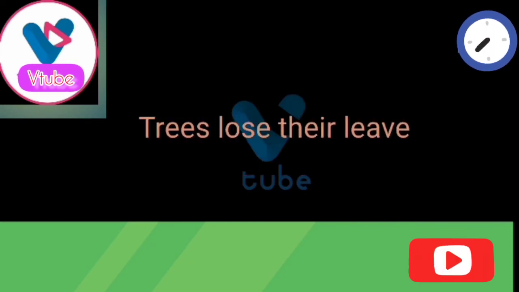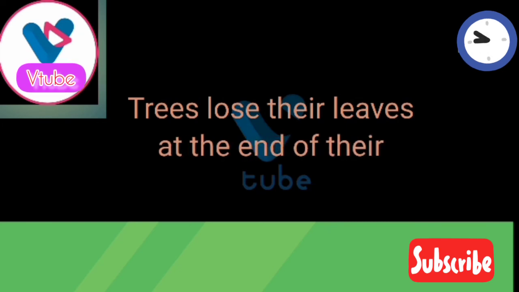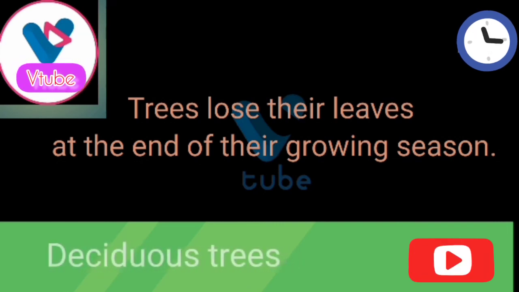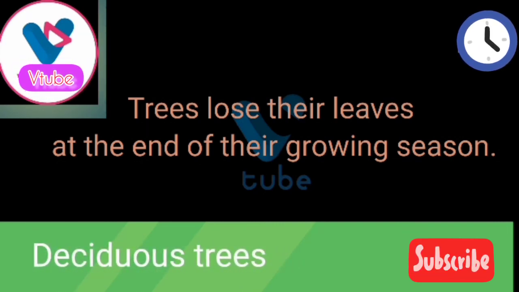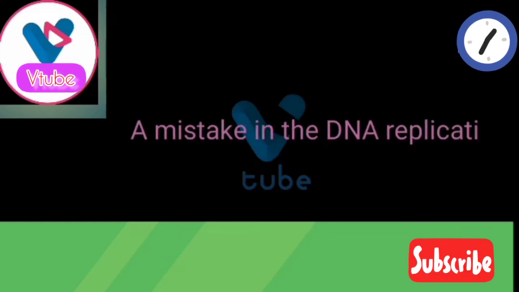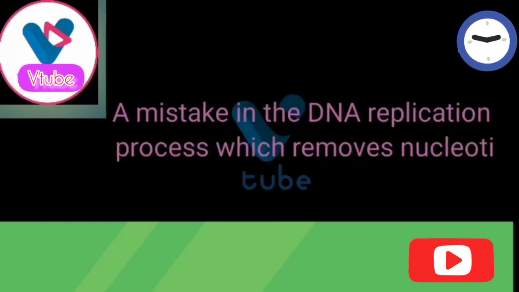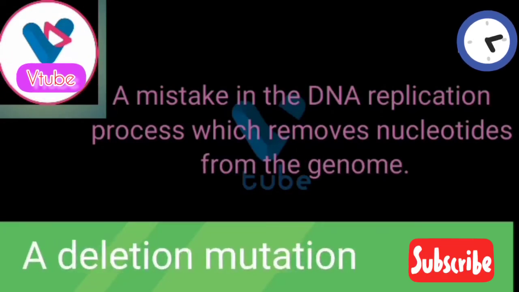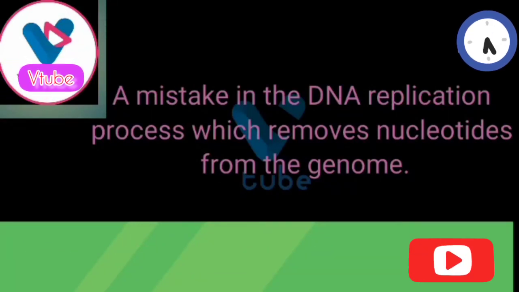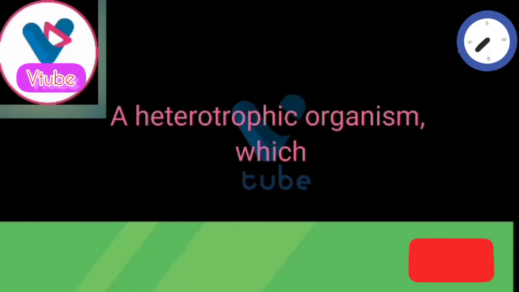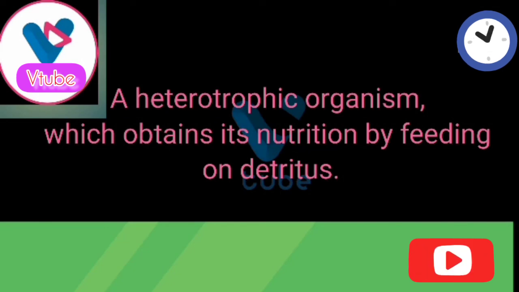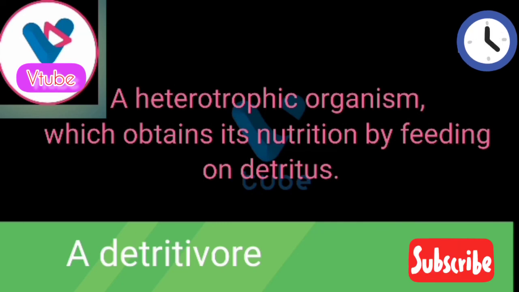Trees that lose their leaves at the end of their growing season are called deciduous trees. A mistake in the DNA replication process which removes nucleotides from the genome is called a deletion mutation. A heterotrophic organism which obtains its nutrition by feeding on detritus is called a detritivore.